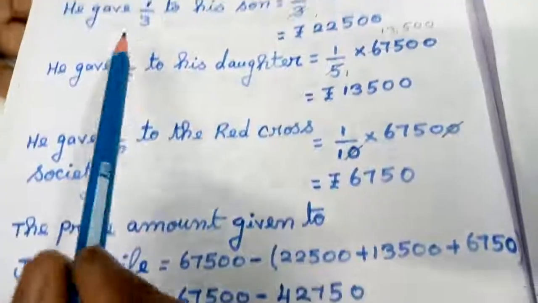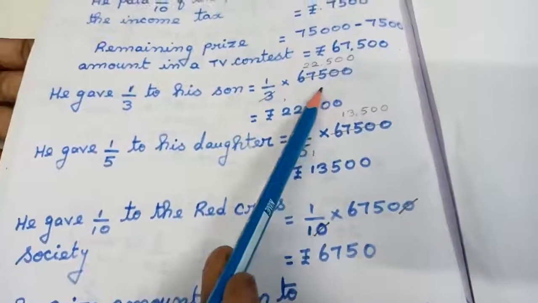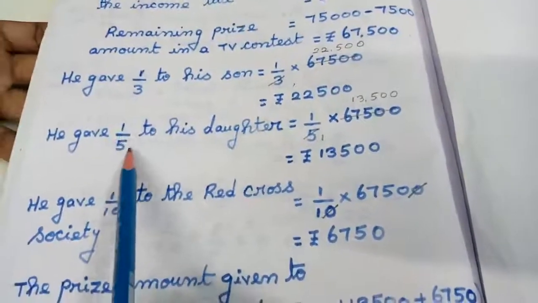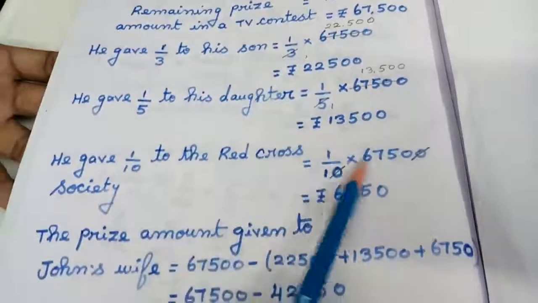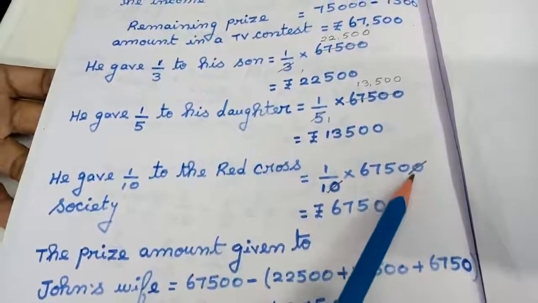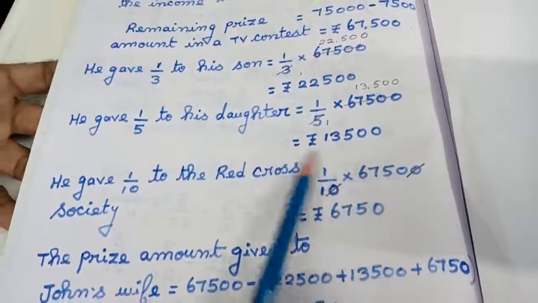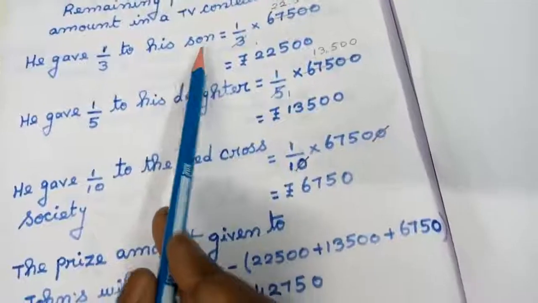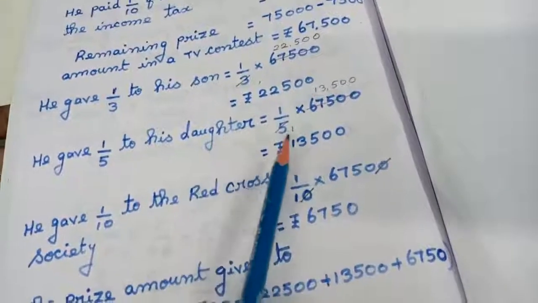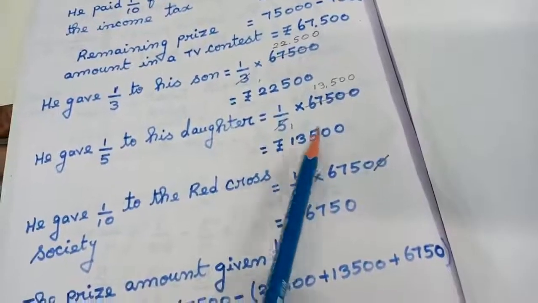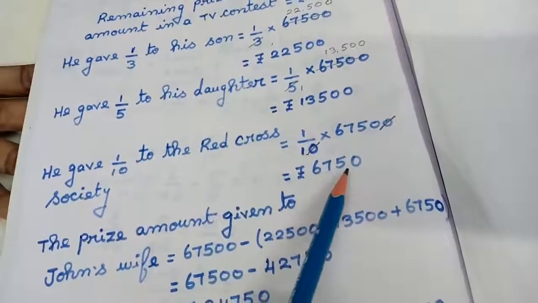So that is 1 by 3 into 67,500. Similarly, 1 by 5 into 67,500 and 1 by 10 into 67,500. After calculating, you are just converting this fraction into amount. So to his son, he is giving 22,500. To his daughter, he is giving 13,500. And to the Red Cross Society, he is giving 6,750.